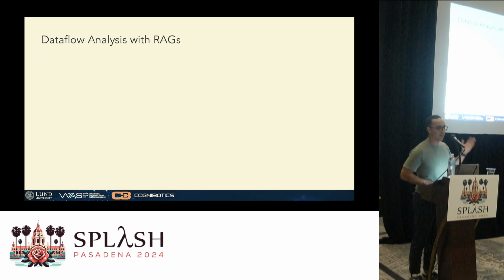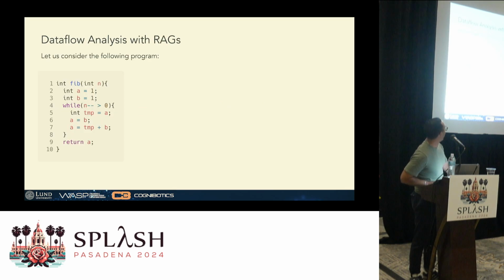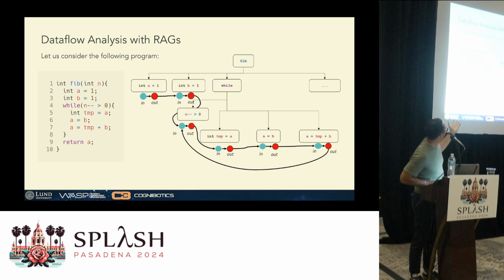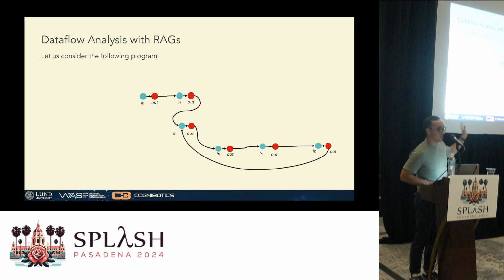So if we go back to our Fibonacci example again, we have the abstract syntax tree, and on top of that we can put these in and out attributes in order to compute our dataflow analysis. I don't want you to focus too much on the details of this example here. I want you to focus on the shape of this graph. So if we look at in and out, this one.